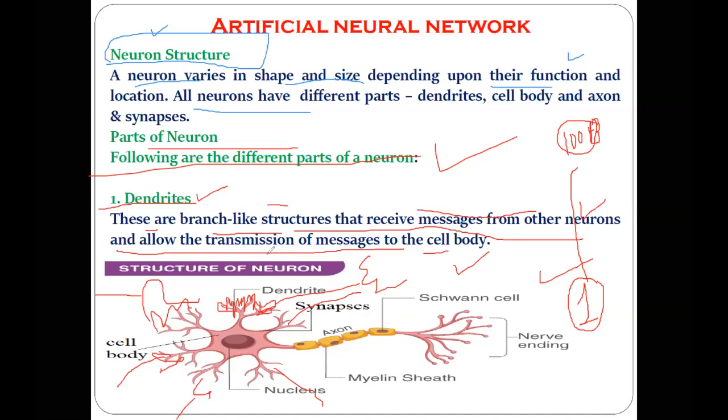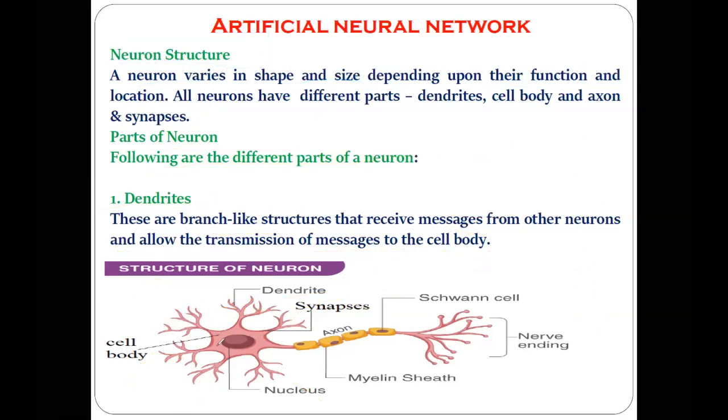So that is the functionality of the dendrites. It allows the message transmission to the other neurons, and it takes the message from the cell body. Where is the cell body? This is the cell body. We will see what exactly this is. So dendrites simply take the message from the cell body and pass it to the other neurons. So that is the dendrites.